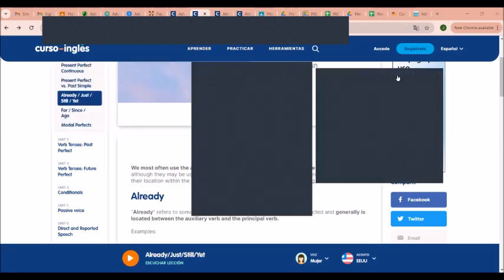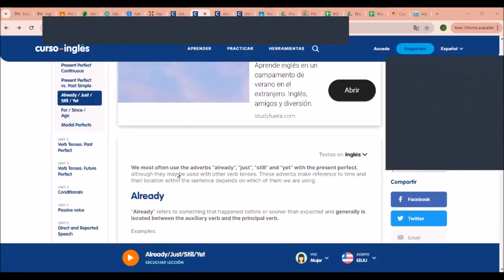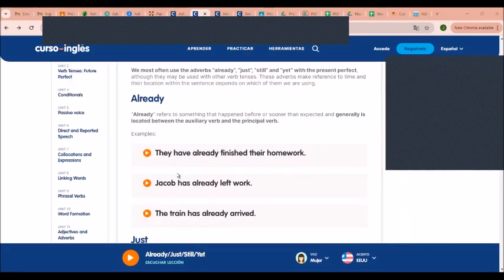I'll take some volunteers. All right, so let me use the attendance. Let's start with Alejandra Gonzalez. Ale, help us with when we use already.